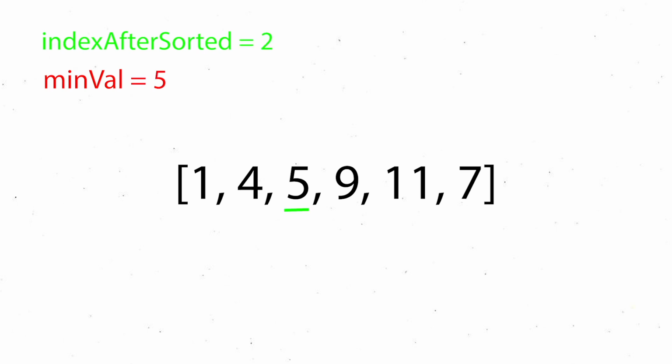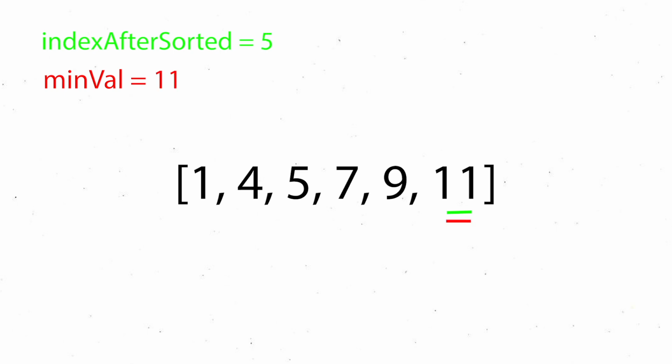So now the array is sorted up to 4, and the next minimum value will go after that. So we look for the next minimum value, it's 5, then we place that after 4. Then we look for the next minimum at 7, and we place that after 5. Now our array is sorted up to 7. The next minimum is 9. That goes after 7. The array is now sorted up to 9.